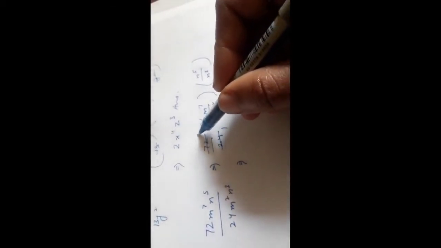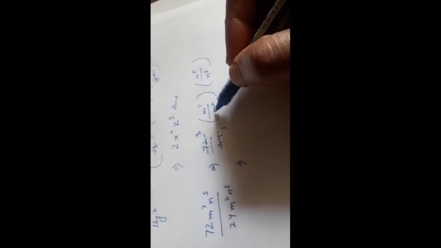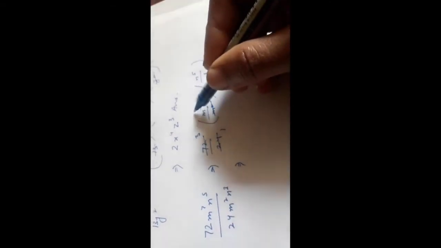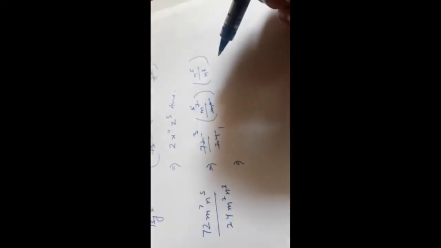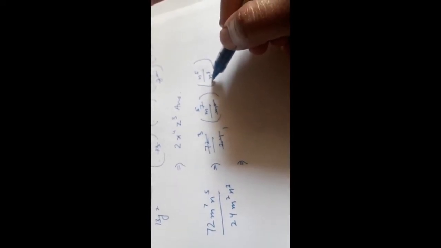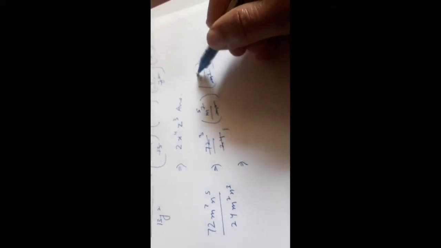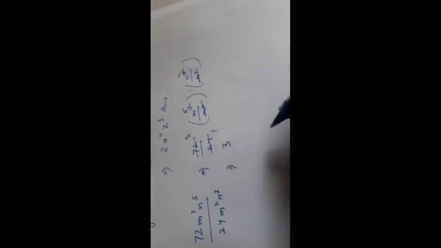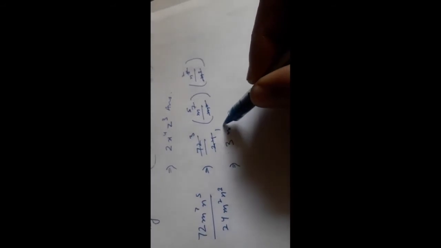24 threes are 72. M square will get cancelled with m7 and we will remain with m raised to the power 5, and this n cube will get cancelled with n raised to the power 5, we will remain with n square. So our answer would become 3 m raised to the power 5 and n raised to the power 2. This is our answer of sixth part of question number 1 of exercise 6.3.